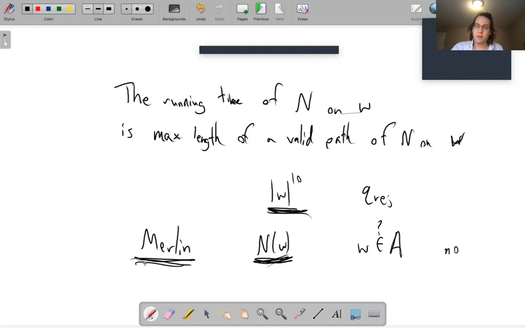So that's how a non-deterministic machine behaves. And again, it's very confusing, especially when you try to call other non-deterministic Turing machines as subroutines. So be very careful about that.